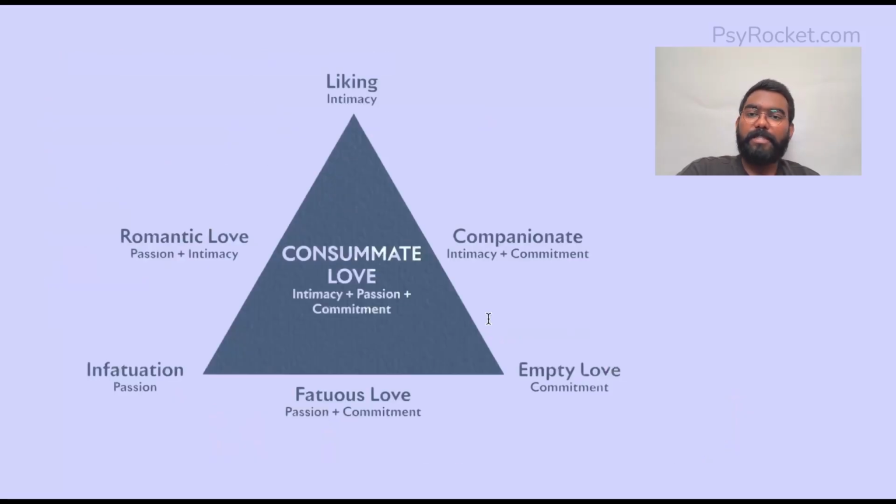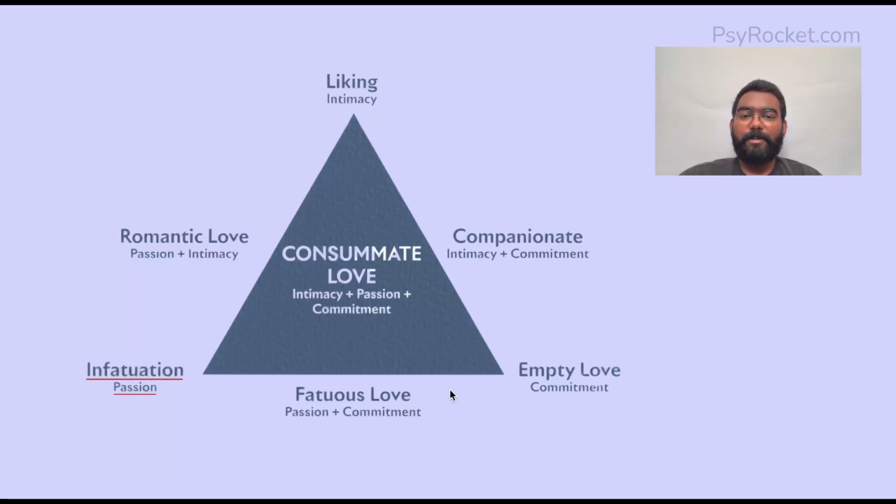So how, we'll see. First, suppose you just have intimacy, then it is called liking. Or let us say you just have commitment, like it happens in arranged marriages, right? It is called empty love. Then there is passion, you have physical feelings towards someone. It is called infatuation.